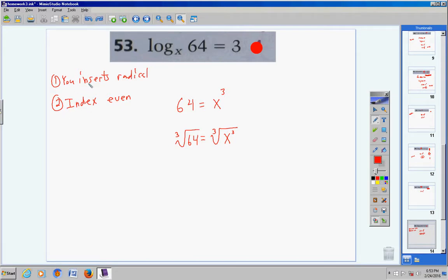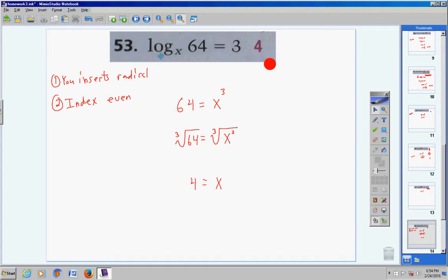Now number 1 was true. You did insert the radical, that's true. But was the index even? No. So you do not put a plus minus. Now, the cube root of x cubed is x, and the cube root of 64 is 4. Alright, so there's your answer. And by the way, your base in a logarithm can never be negative either. So just so you know, if the answer would have been negative 4, you cannot put a negative in here. I'm not sure if we've ever talked about that before, but the base of a logarithm cannot be negative. That's just by definition.